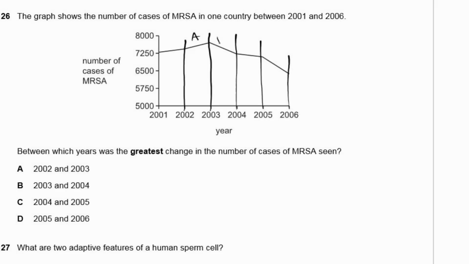So this is A, B, C, and D. Looks like the answer here is D. And that one you can just tell by eye. Just look to see which one looks steeper.